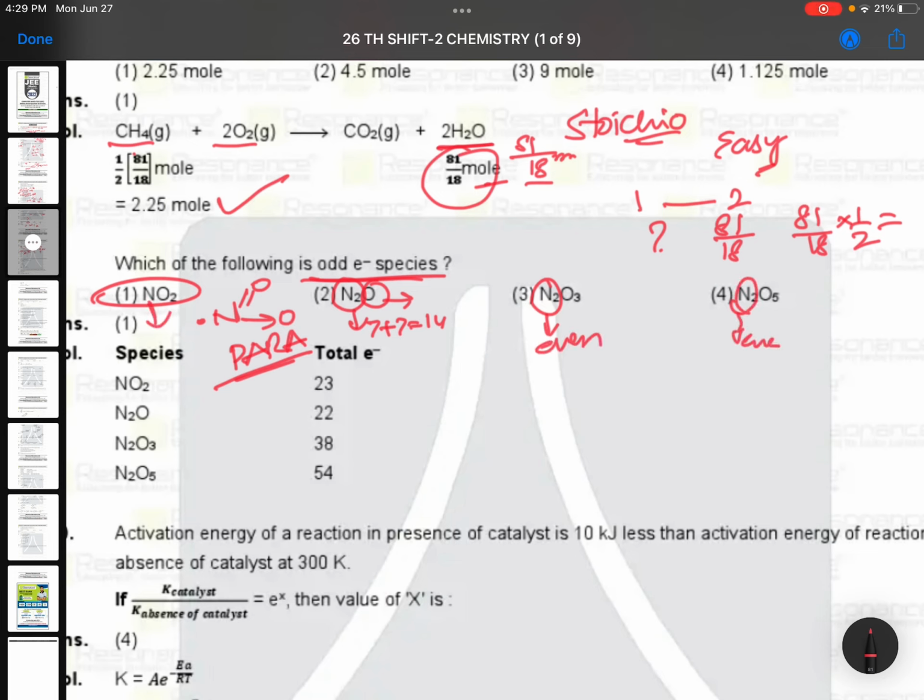So it's a very simple logic. Like this question, another question can be asked about KO2. KO2 is also paramagnetic and odd electron, because potassium is 19. So easy question.